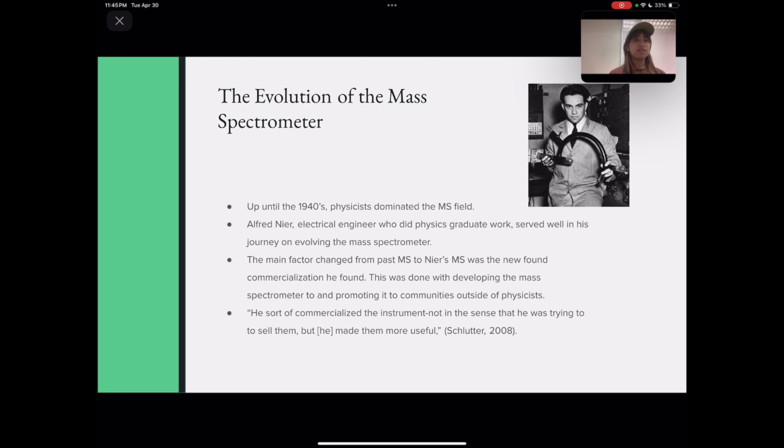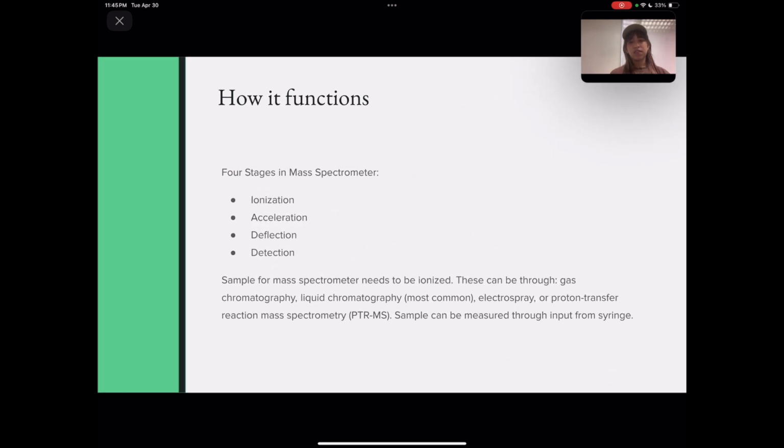As quoted by Schlüter in 2008, he sort of commercialized the instrument not in the sense that he was trying to sell them, but to make them more useful. And this was very much helpful as we use them very much today in many different fields for many different things. Now, going into how it functions, there are four main stages in the mass spectrometer.